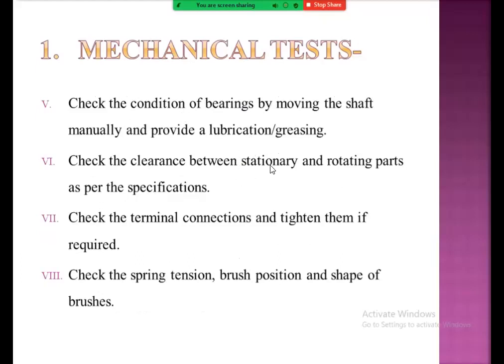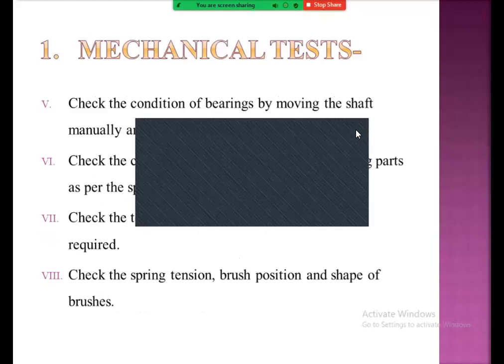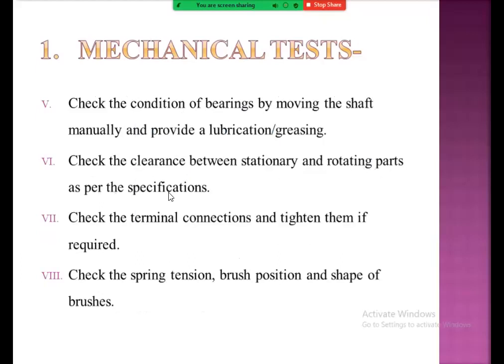Then check the clearance between the stationary parts, that means the parts which are not rotating, and the rotating parts as per the specifications. The clearance between the stationary parts and rotating parts you have to check is as per the specification or not. Then check the terminal connections and tighten them if required. Last, check the spring tension, brush position and shape of the brushes.